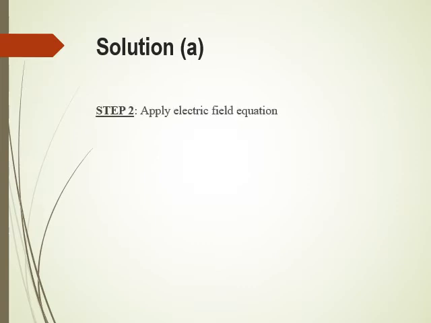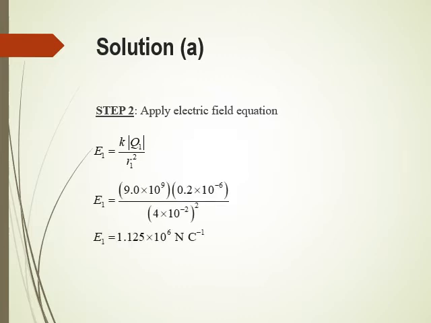Next, step 2. Apply the electric field equation. For a point charge, we use E equals kQ over r squared. Now, if you notice, I put a modulus sign for the charge, which means I'm going to ignore the negative sign of the charge when it comes to the electric field. So substitute the values into the equation, and you will obtain E1 equals 1.125 times 10 to the power of 6 newton per coulomb. And according to the diagram that we sketched just now, the direction of this electric field vector is pointing downwards.